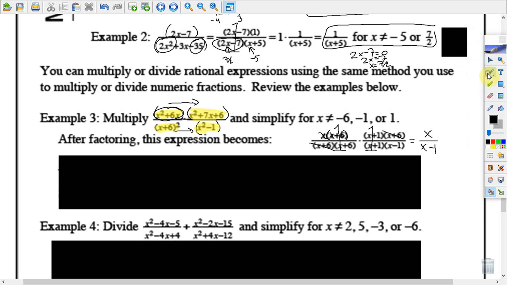Oh, and then we would have to say what x can't equal. Well, it can't equal 1, negative 1, negative 6. X cannot equal 1, negative 1, negative 6.